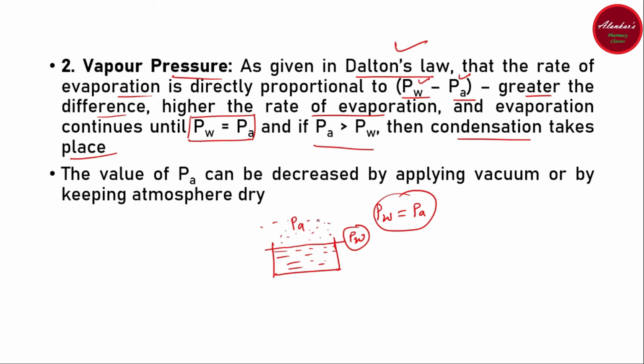The atmospheric vapor will now start condensing over the liquid, and this is the reverse case of evaporation. This will happen when the PA value exceeds the PW value. One thing we can do to increase the rate of evaporation is to decrease this value of PA, and this can be decreased by either applying vacuum or keeping the atmosphere dry.